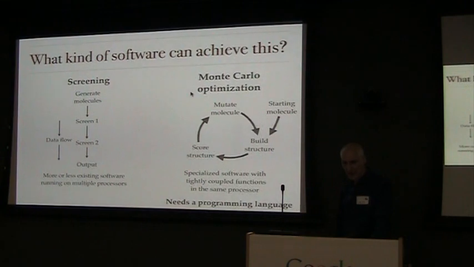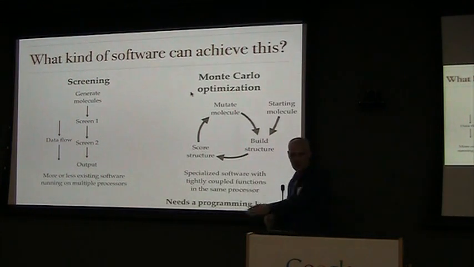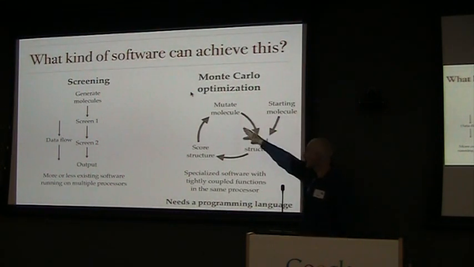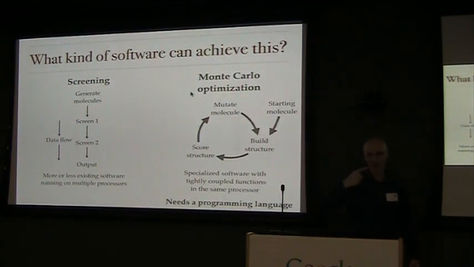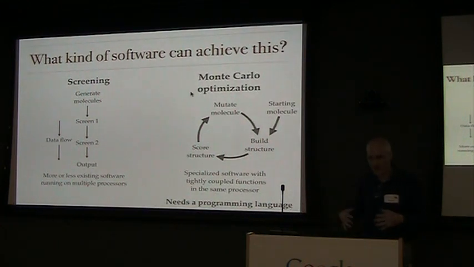Right. Now, screening works great if you've got a bunch of computers and you just want to ram them through, have one computer do one screen, another computer do another screen, and then just pass the molecules through. But Monte Carlo requires specialized software because you've got to get the mutation of the molecule, the building of the three-dimensional structure, and the scoring in a really tight loop. And computers are great for video games, but they're really slow for doing chemistry with molecules. So everything's got to be as fast as it can be, as tight as it can be in one processor. You cannot live with communication lags between processors.